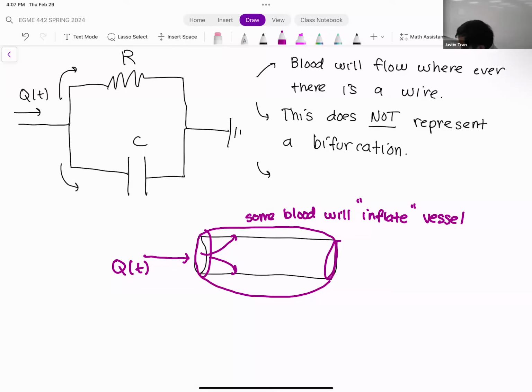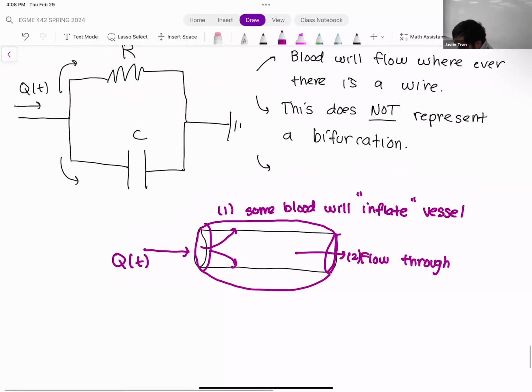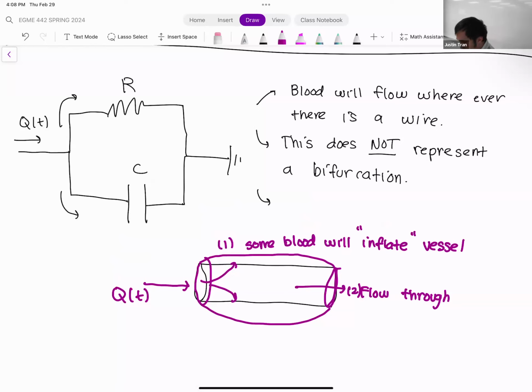Okay. And whenever you have an increase in volume, that has to come from somewhere. And so that increase in volume comes from the blood. At the same time, some blood is just going to flow right through. Not all the blood is going to go towards inflating the vessel. So when you look at it from this perspective, the blood does two things. Some blood's going to inflate the vessel and some will flow through. Let's look back at our Windkessel model here and draw that comparison.